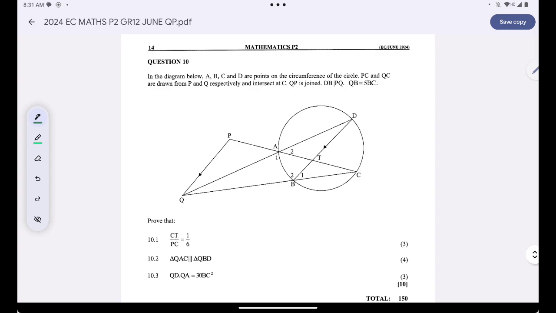I told you guys, whenever you are told about parallel lines, you will either talk about alternating angles, corresponding angles, or co-interior angles. Sometimes all three in one question. Are you together? And then we are told that QB is 5 times BC. So this is 5 times x. If BC is x, that means QB will be 5x, and the entire length will be 6x, right?